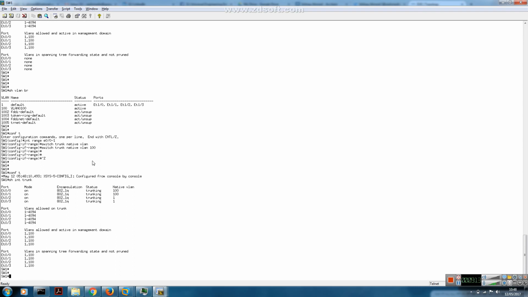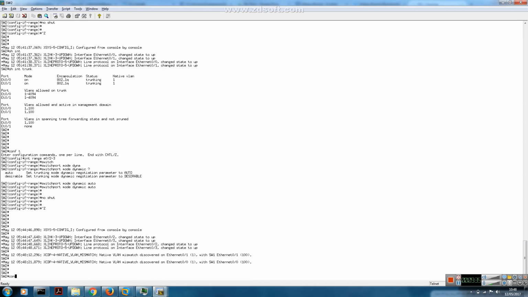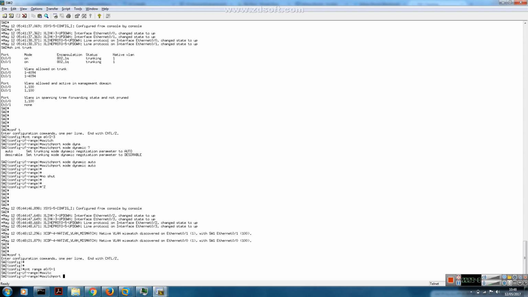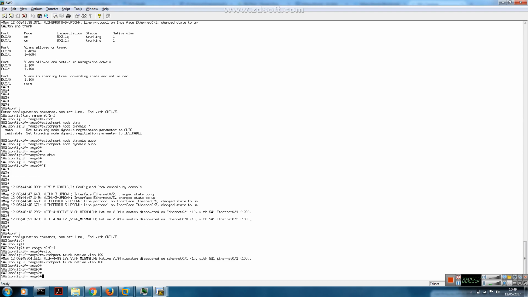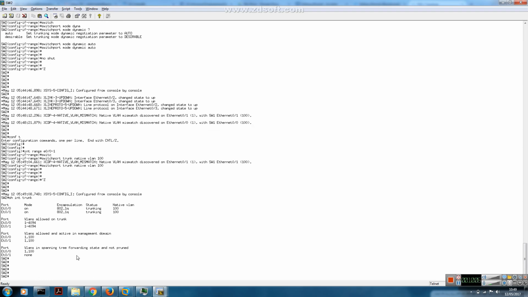and we'll start getting the native VLAN mismatch error between switch 1 and switch 2, because on switch 2 it's still configured as VLAN 1, which is the default. So you can see the error there. Trunk native VLAN 1. Right, so the native VLAN has been changed to VLAN 100 on the two interfaces connected to switch 1, which was the objective in this exercise right here.